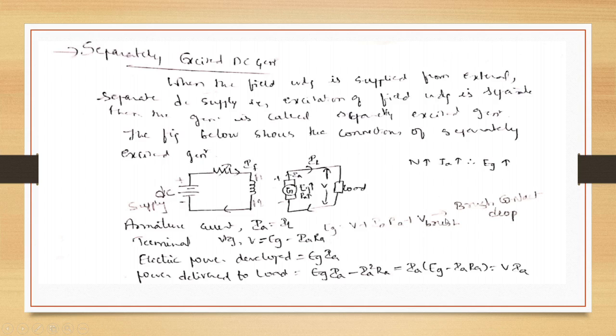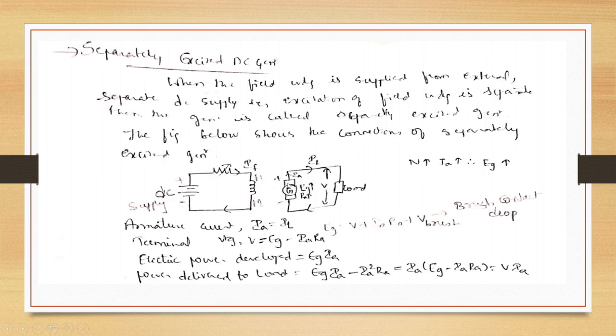Sorry, V brush is nothing but brush contact drop, BCD. See students, the EMF equation of a generator is, in general, E is equal to V plus IaRa. Please remember this one. E is equal to V plus IaRa. Now we are adding one more term called V brush. V brush is nothing but brush contact drop.